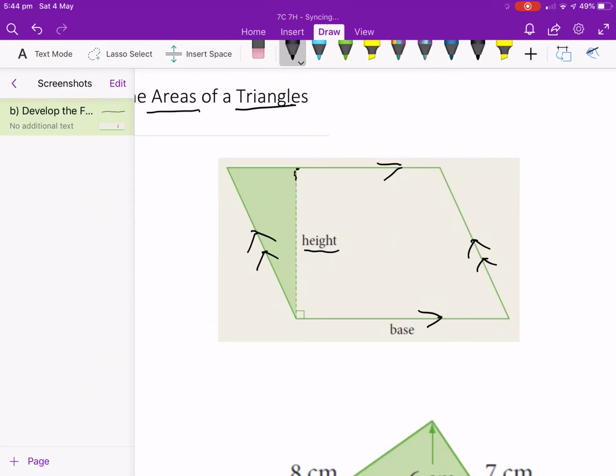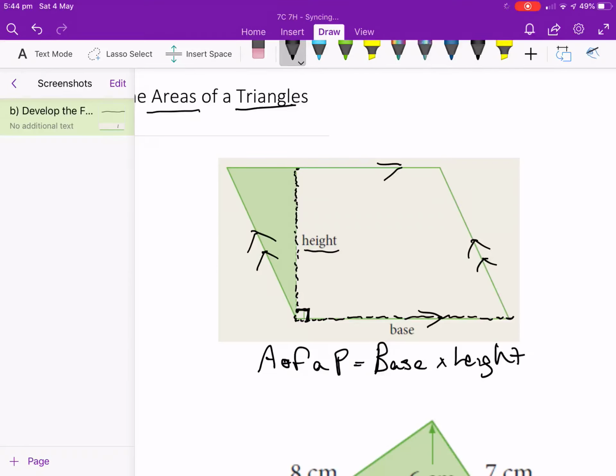So to find the height of a parallelogram, we've just got to look for this line that sits at a 90-degree angle to the baseline. So therefore our language changes to area of a parallelogram will equal base times height. So instead of being length times width, it's now base times height. So we'll practice one of those.